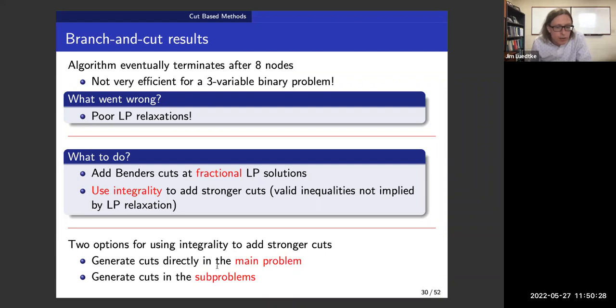One is to look for cuts directly in the main problem that has all the Benders cuts in it. The other thing we could do is add these valid inequalities in the subproblems. These are 2 different ways of thinking about this, and they're complementary.